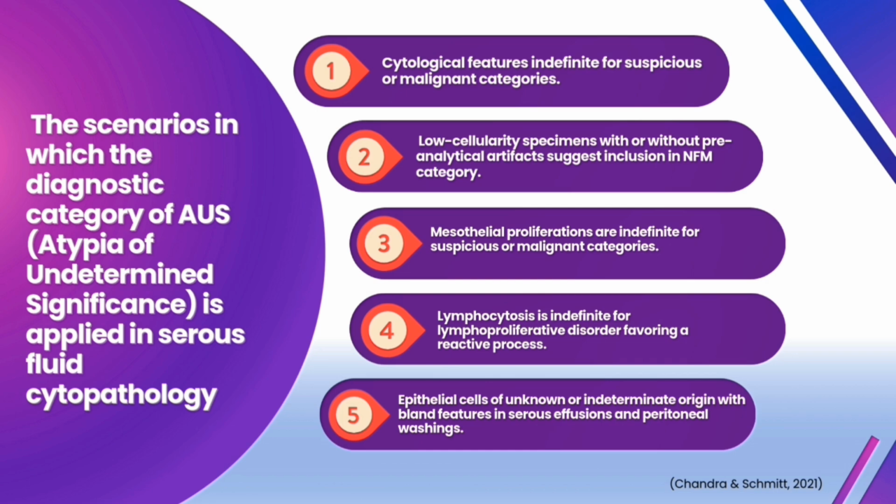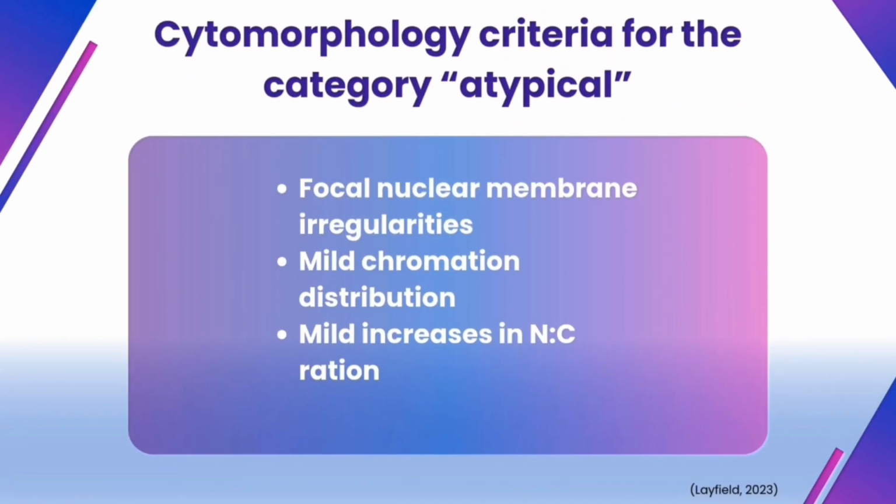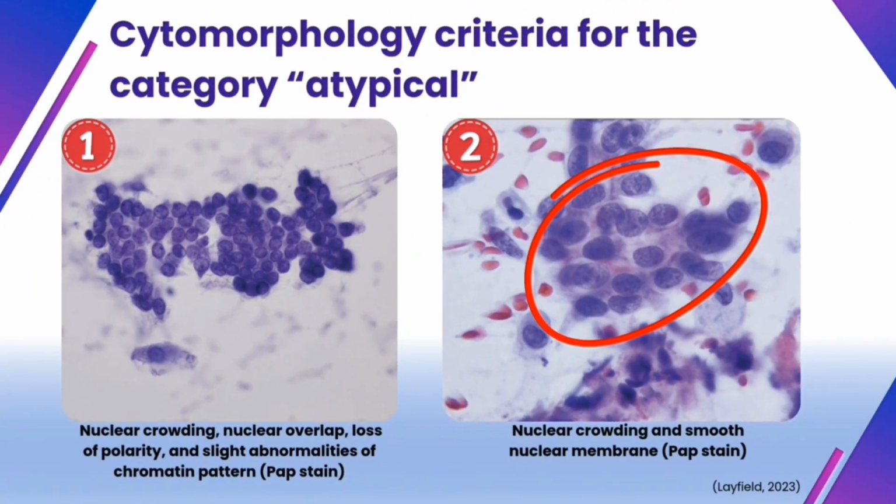Then, if there are many lymphocytes, a type of immune cell, and it's hard to tell if it's just a reaction or something more serious. Lastly, if epithelial cells, another type of cell, appear in fluids but don't show clear signs of being either normal or abnormal. So, this is a few of the cytomorphology criteria for AUS. These are two examples for AUS.